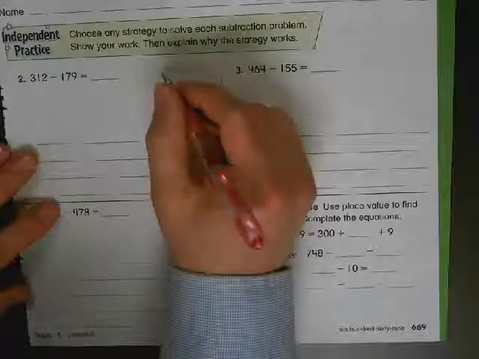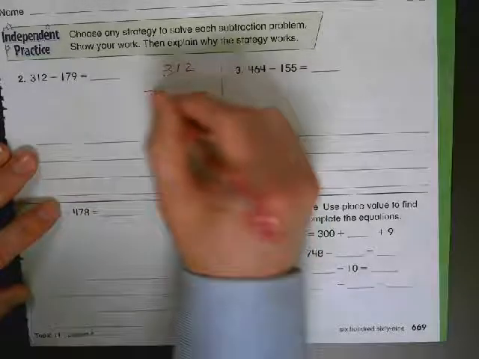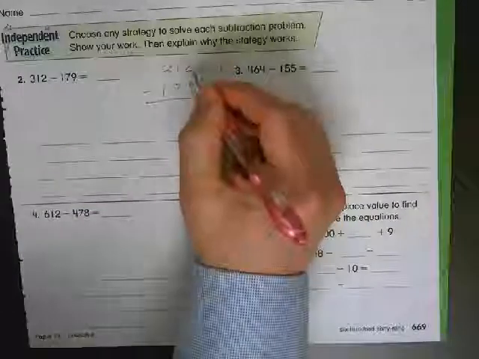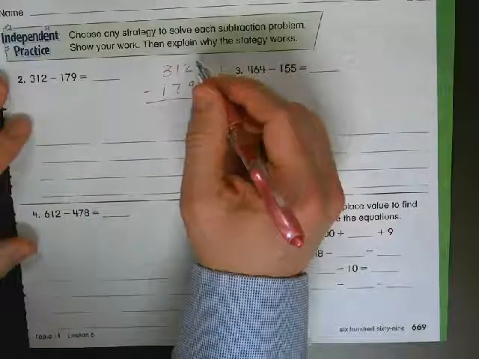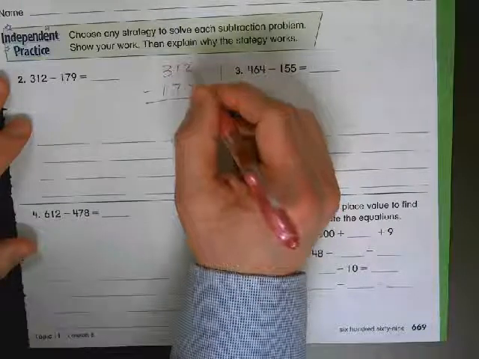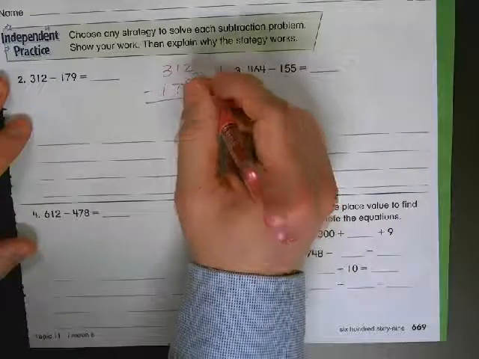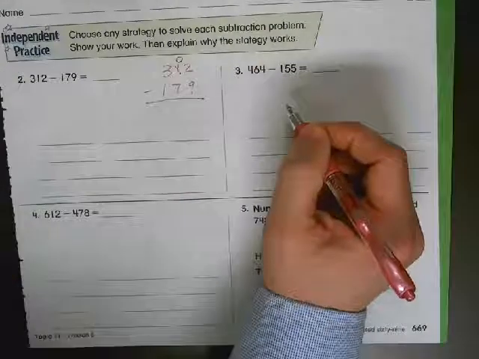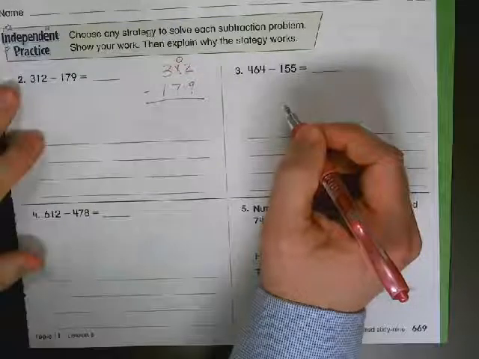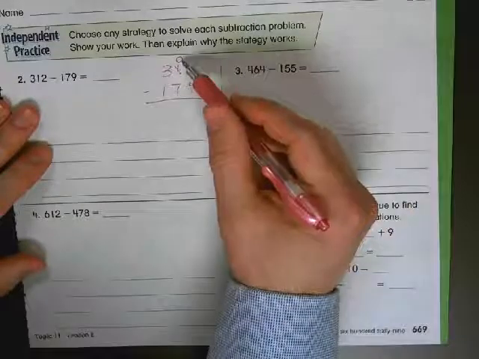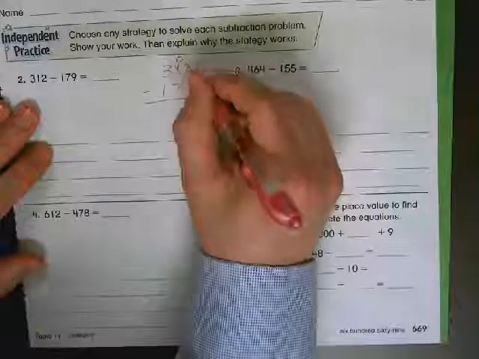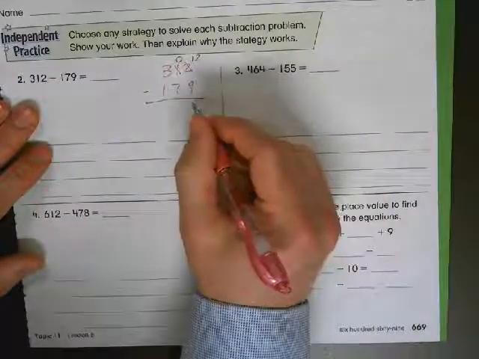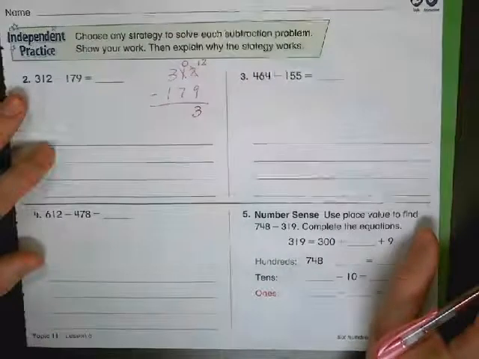So the first one, 312 minus 179. Maybe you want to say, okay, let's do a little regrouping. So I have 2 minus 9, can't do it. How am I going to get enough ones to subtract? I'm going to grab from here. Now I have 0 tens here, and I added the 10 over here, so now I have 12 minus 9 is 3.